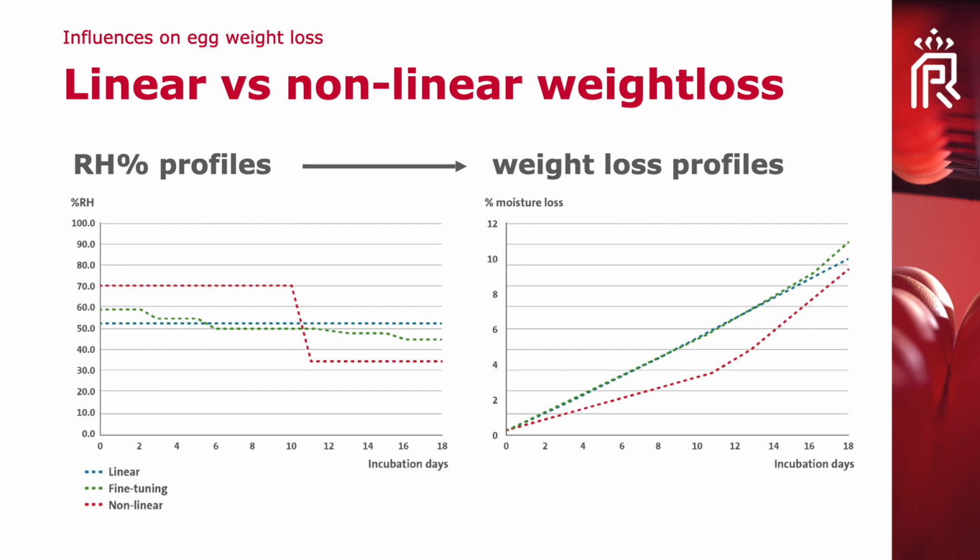Now, if you're using single stage, we can actually alter this program to a non-linear weight loss, or a so-called fine-tuning program. If we have one set point, we have a linear line. On the right side, we see weight loss profiles. If we have one set point of relative humidity, we see a clear linear line in the weight loss profile. If we use multiple set points, we actually see a curved line. This is a very important factor to keep in mind when we start measuring the egg weight loss. If we have a non-linear egg weight loss profile, the eggs will actually lose a little less water in the beginning, so they have to catch up later on.